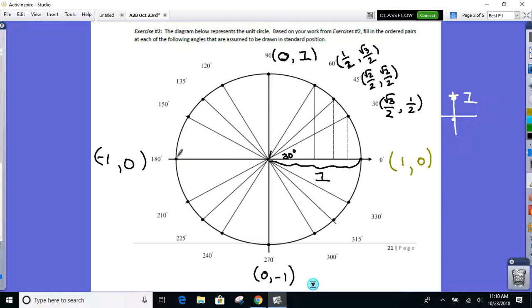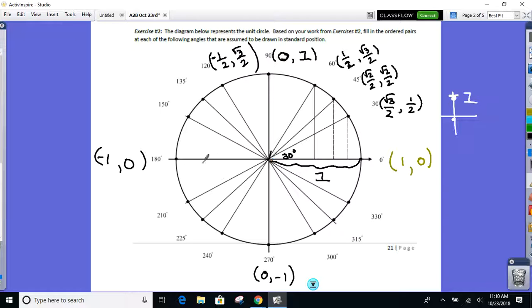Haven't we done 60 before? Guess what this coordinate's going to be? 1/2, radical 3 over 2, but with a little change. Because what quadrant are we in? Second. Anybody know anything about the x coordinates in the second quadrant? They're all negative. What about the y coordinates? They're positive. So there's the coordinate for 120.